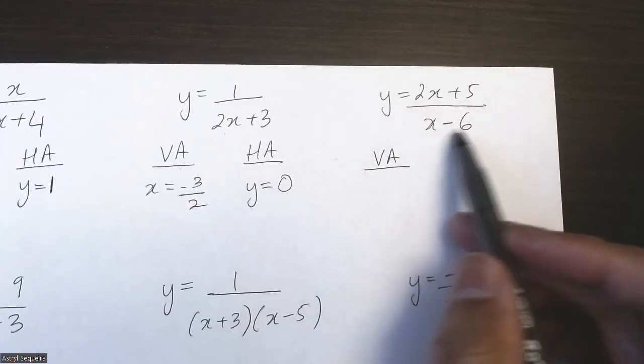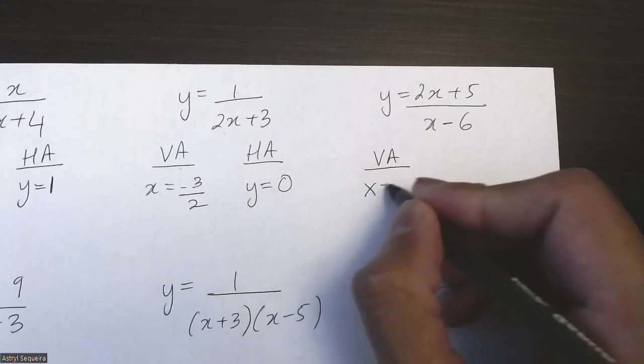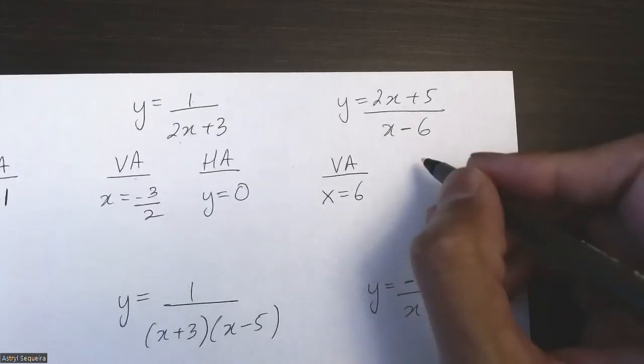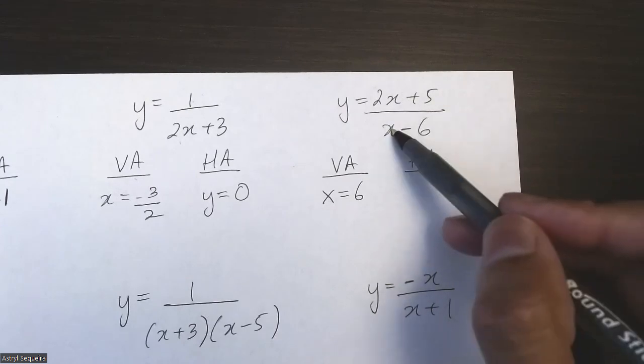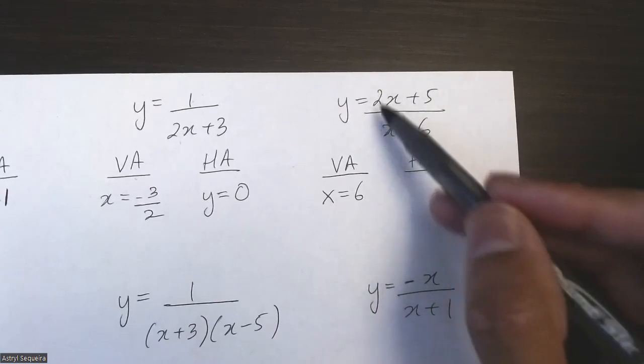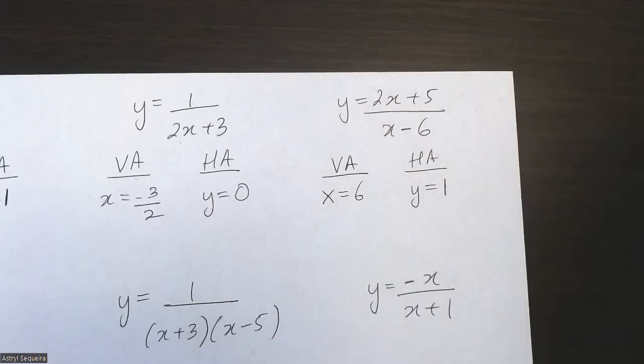Third question here, the vertical asymptote is just the solution to the denominator, which is +6. And for our horizontal asymptote, the degrees are the same on the top and bottom, so I'm going to divide coefficients. 2 divided by 1 is just 2.